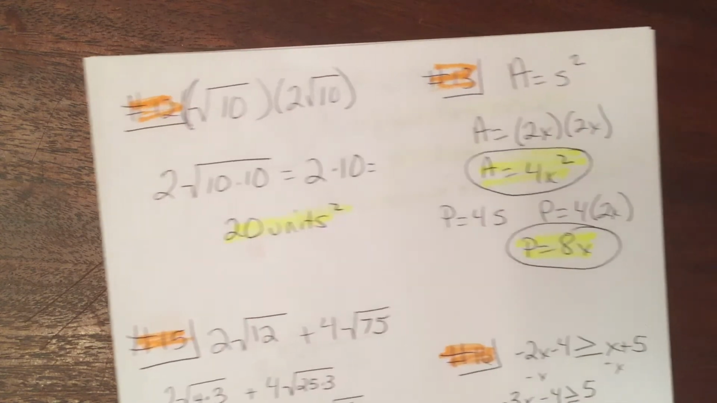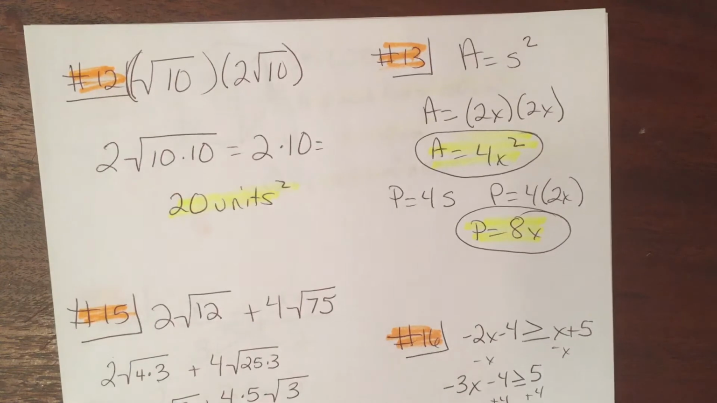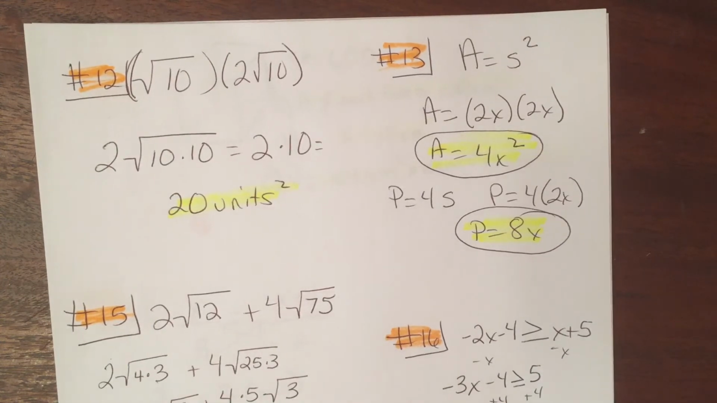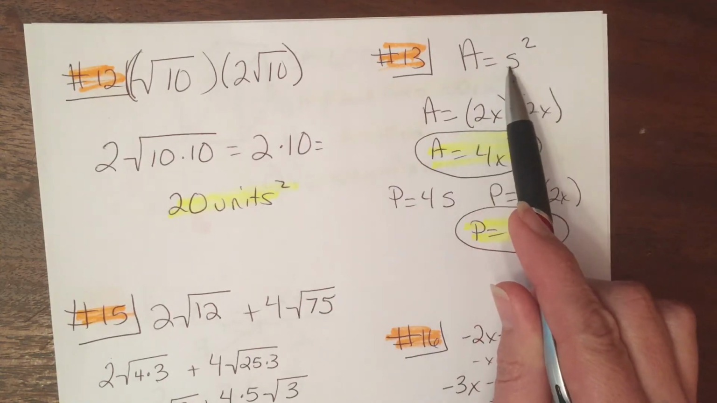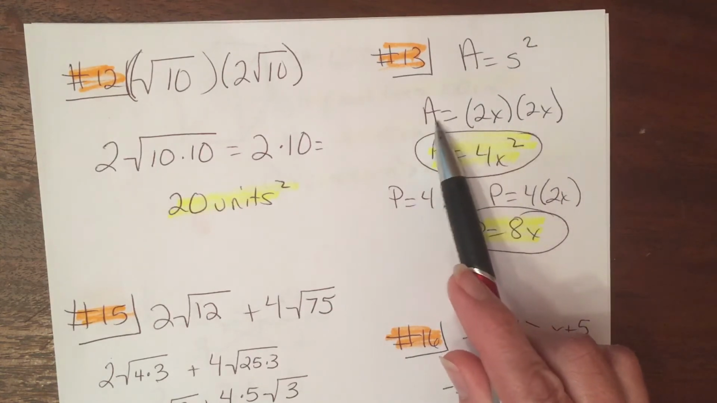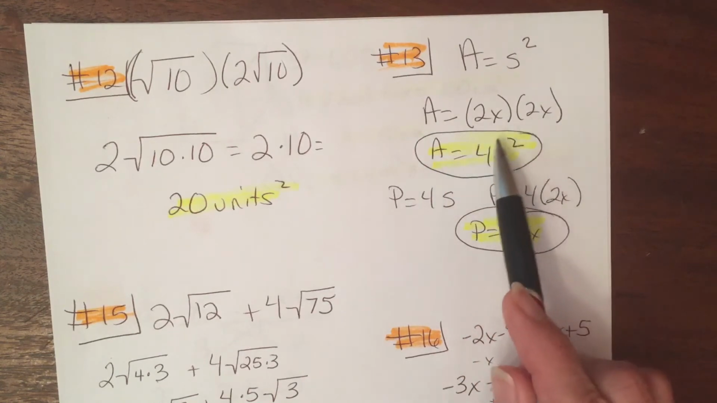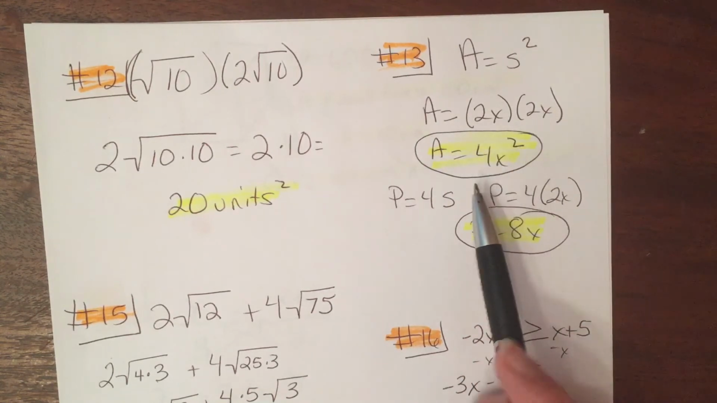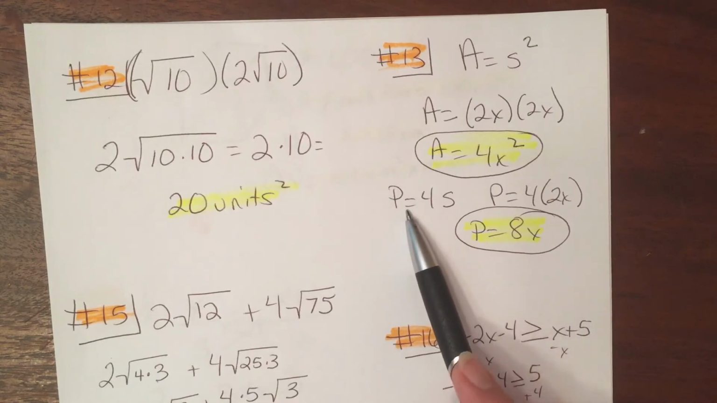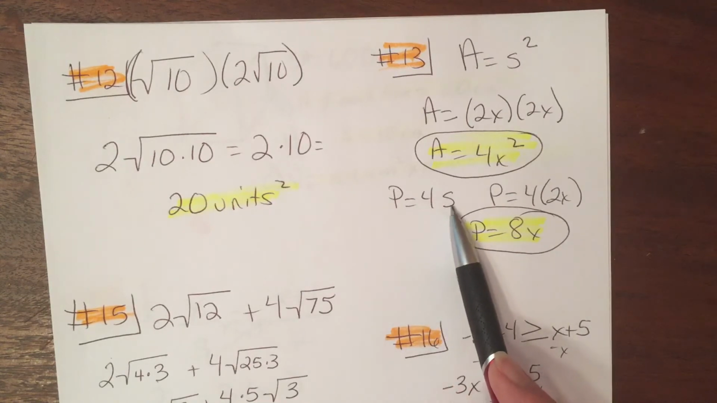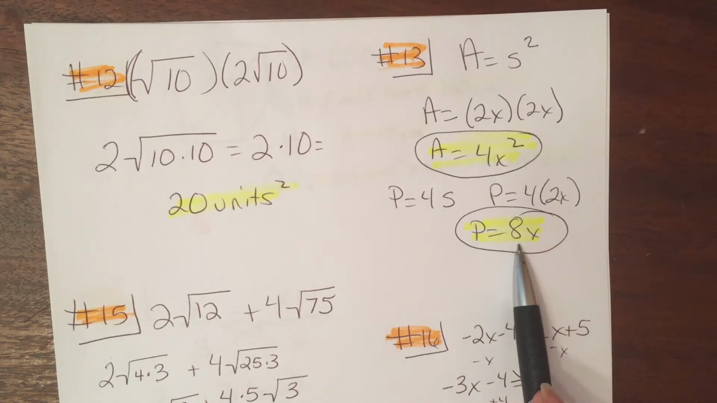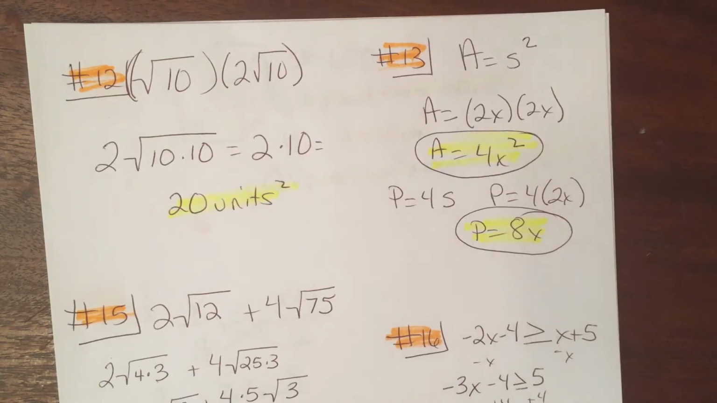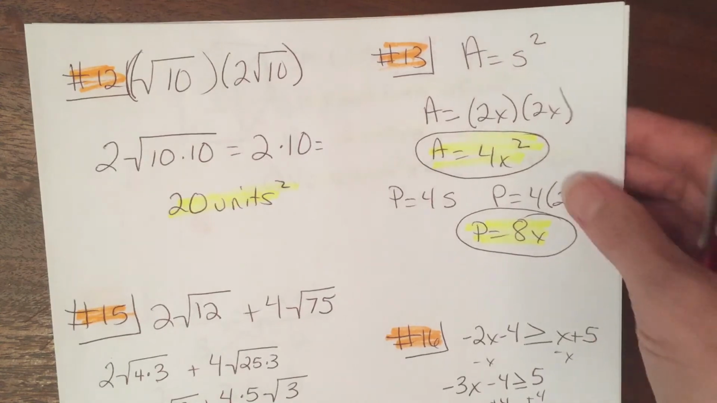Number 13. They ask us to find an expression for area and perimeter of a square if the sides measure 2x. Well, we know that for area of a square, we take the side and we square it. So to find area, I said 2x times 2x, and I got 4x squared for the area. The formula for perimeter of a square is just the side length times 4. So I did 2x times 4. So the perimeter would be equal to 8x.